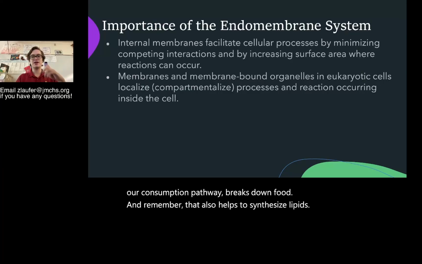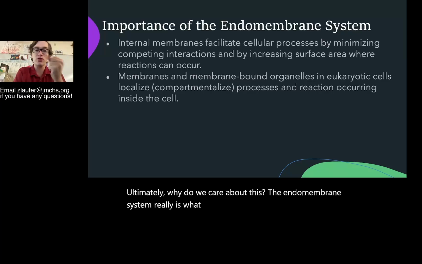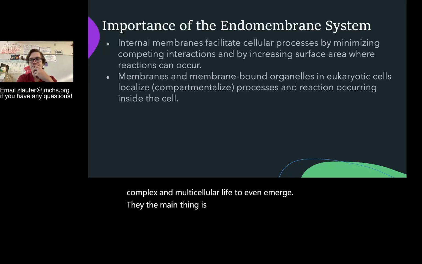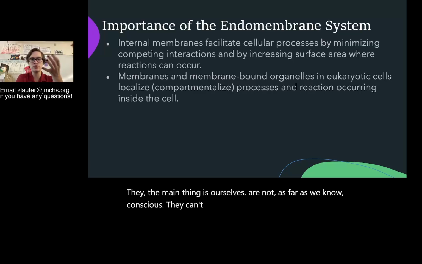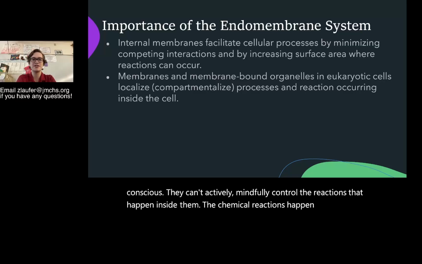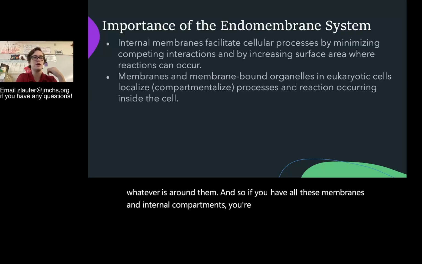Ultimately, why do we care about this? The endomembrane system really is what enabled eukaryotic cells to become more complex and multicellular life to even emerge. The main thing is our cells are not, as far as we know, conscious. They can't actively, mindfully control the reactions that happen inside them. The chemical reactions happen based on whatever is around them. And so if you have all these membranes and internal compartments, you're minimizing the amount of time where you're doing chemical reactions that are not helpful to you.